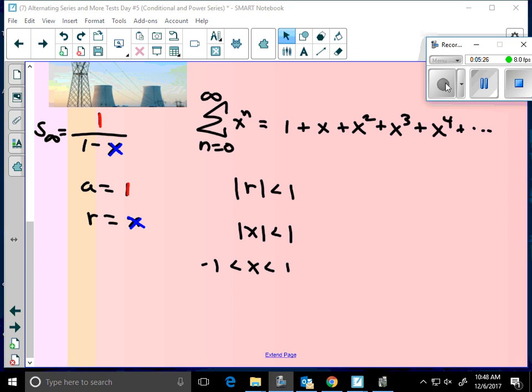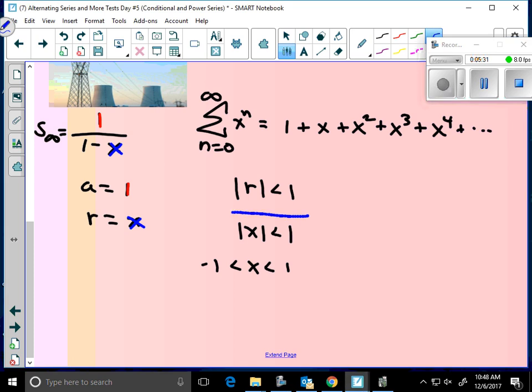Okay, so what I would like to talk about right now is this. When you come up with your common ratio, and you say your common ratio has to be less than 1, in this case, our radius of convergence is equal to 1.